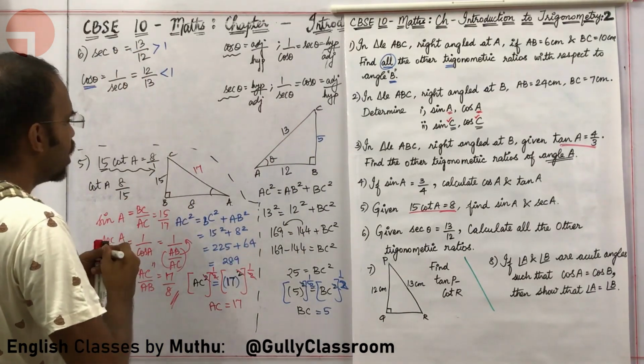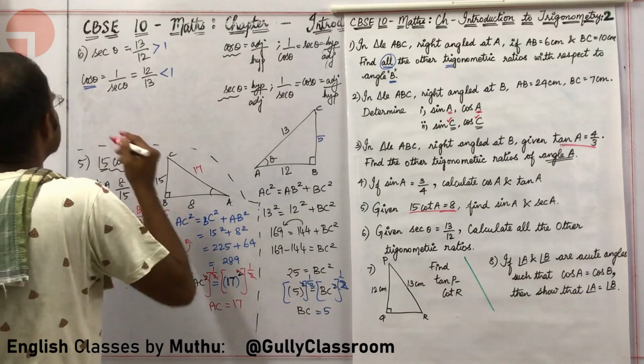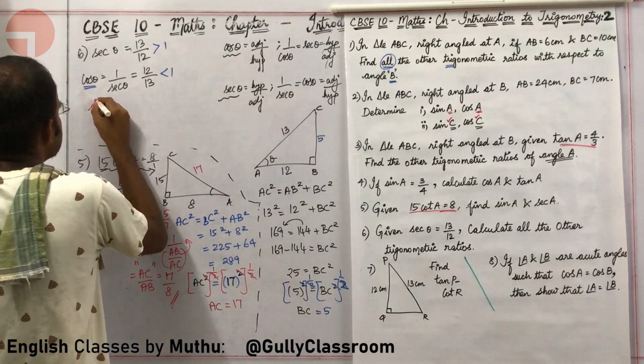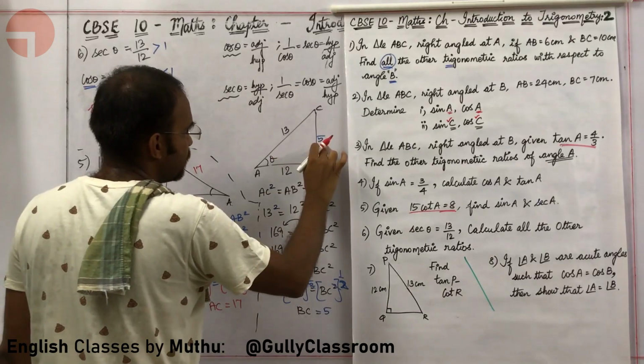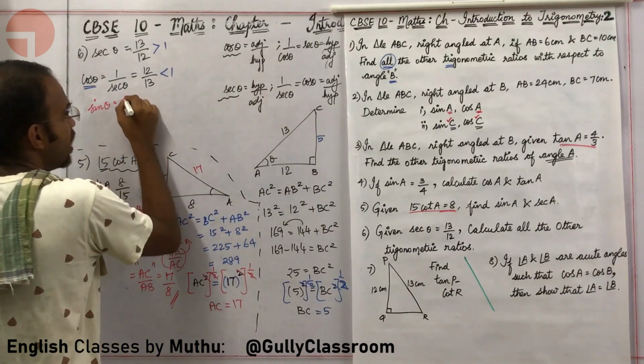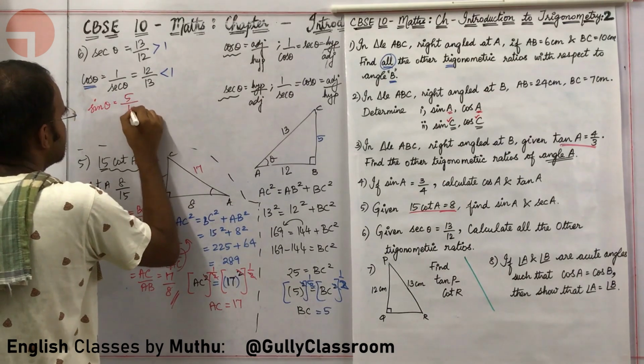I need to find all the other ratios. What are the other ratios? Let us find sin theta. What is sin theta? Sin theta is nothing but opposite divided by hypotenuse. Opposite by hypotenuse means 5 by 13.